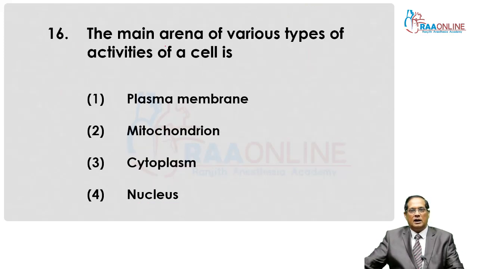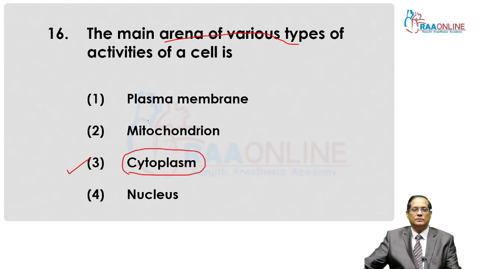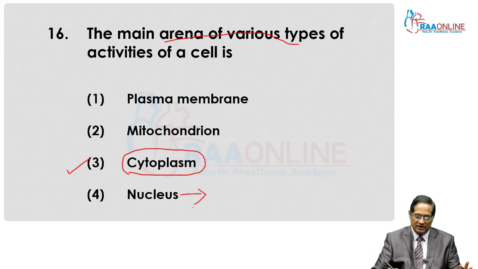Main arena of various cellular activity: the answer is cytoplasm. Cytoplasm contains all the cell structures and it is the main arena of cellular activity. Nucleus is the controlling center of the cell, according to J. Hammerling.